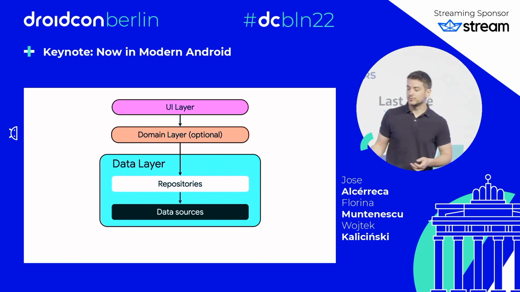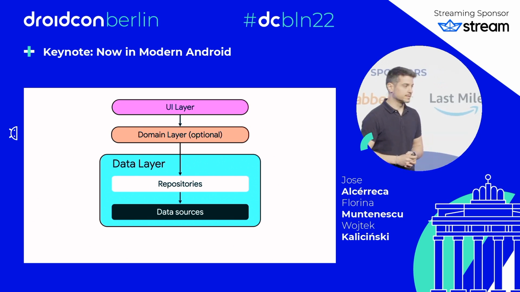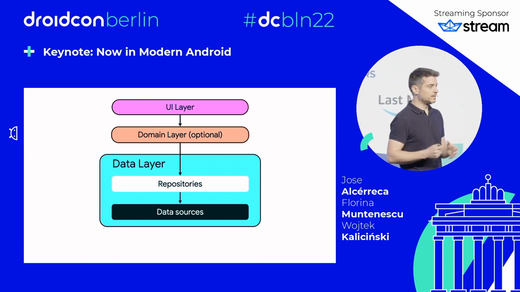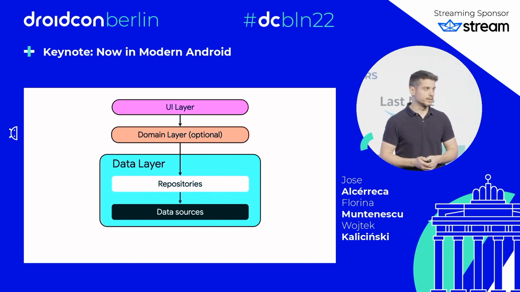It's made of repositories that each can have or depend on zero or more data sources. Basically, you should have a repository for each different type of data that you handle in your data layer.